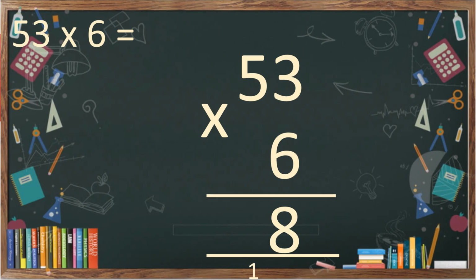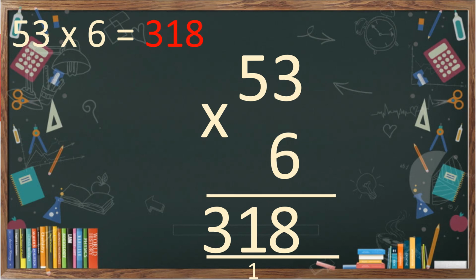Next we will go on to the 5 and do 6 times 5. 6 times 5 is 30, and we add on the remaining 1. 30 add 1 is 31, so we would write 31 in the column. The answer to 53 times 6 is 318.